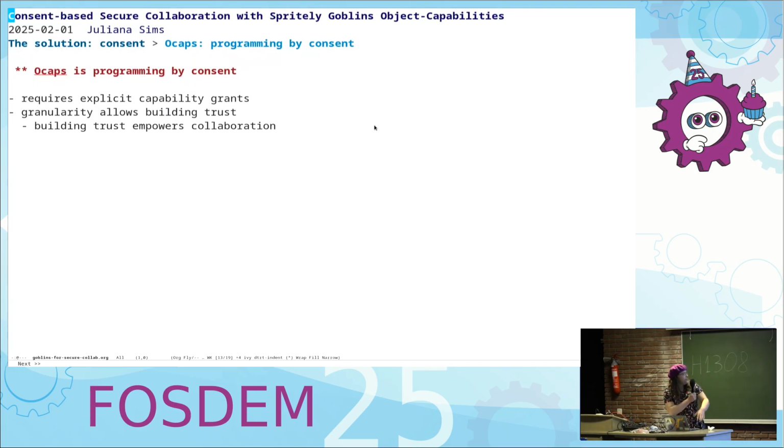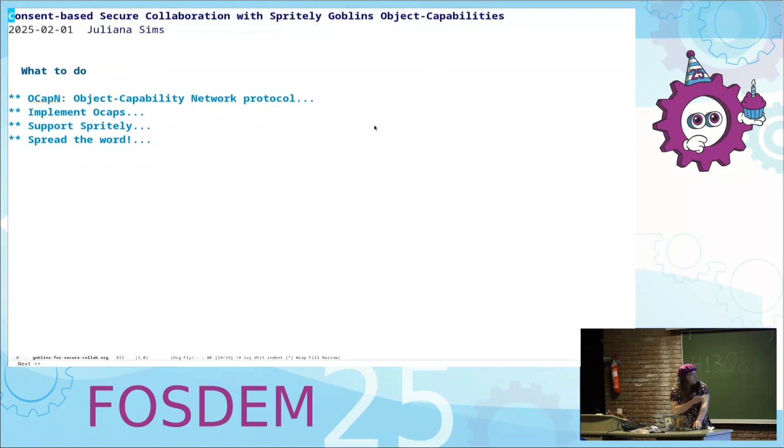And so in conclusion, I think that OCaps model consent really well. You have the necessity of explicitly granting a capability, because by default you have no capabilities. And you can choose exactly which aspects of an object's abilities you want to grant capabilities on. And so it's granular, just like consent in real life, which allows you to build trust and empower collaboration. Because you probably won't meet a stranger and invite them to spend the night at your house. You'd probably go out to coffee or something first. I mean, you can invite them to your house if you want. Nothing wrong with that. I'm just a very anxious person.